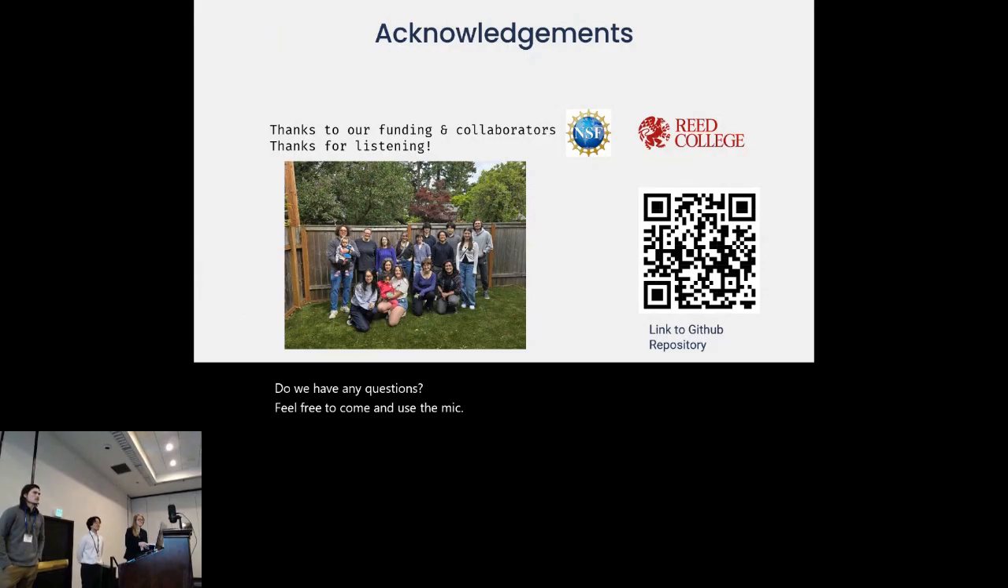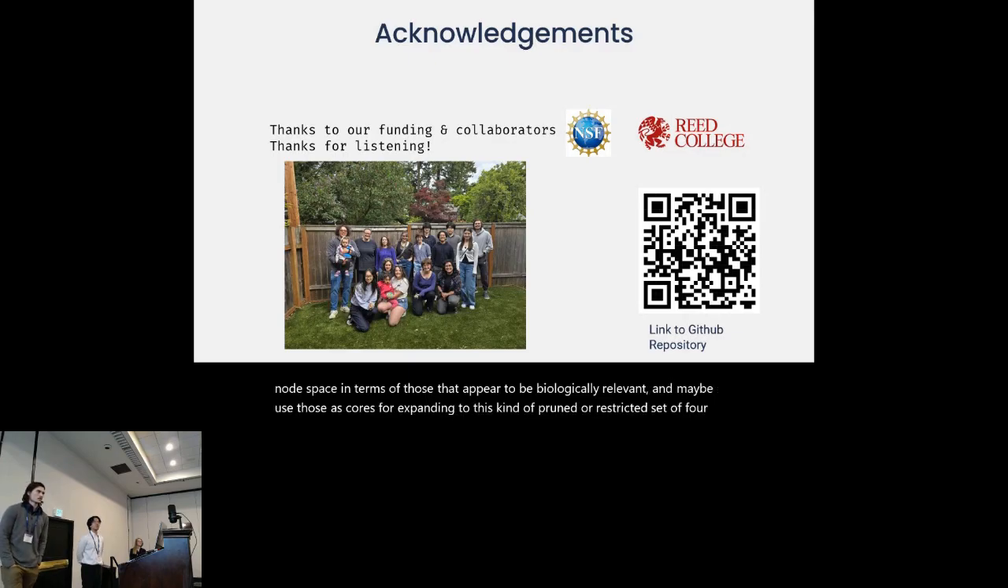Thanks. Really nice talk. Very cool app. It made me wonder, did any of the results you have suggest that you might be able to prune the 3-node space in terms of those that appear to be biologically relevant, and maybe use those as cores for expanding to this kind of pruned or restricted set of 4-node graphlets?